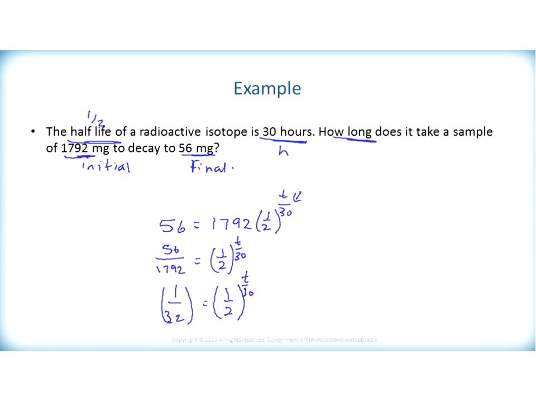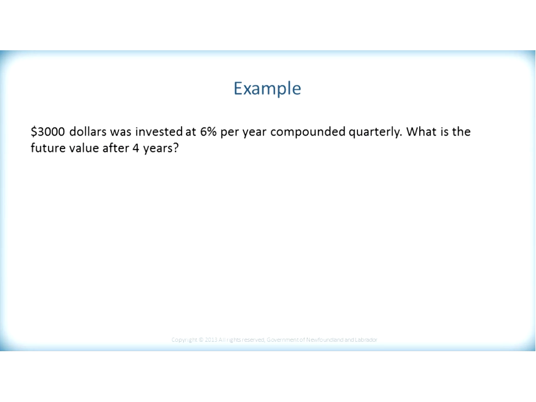Now we can write 1 over 32 and 1/2 with a base of 2. This would be 2 to the negative 5. It's going to equal 2 to the negative 1 to the power of t over 30. So we have negative 5 equals negative t over 30. Multiplying both sides of the equation by 30, negative 150 equals negative t. So 150 equals t. It would take 150 hours.